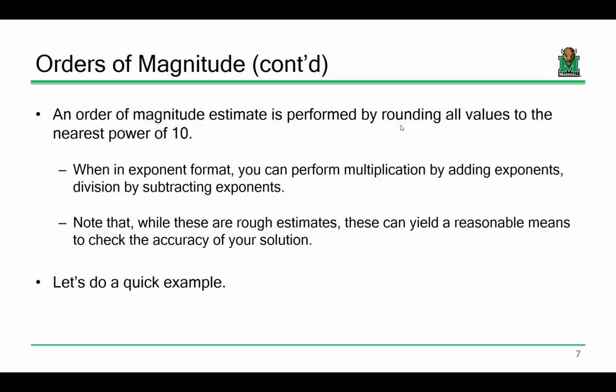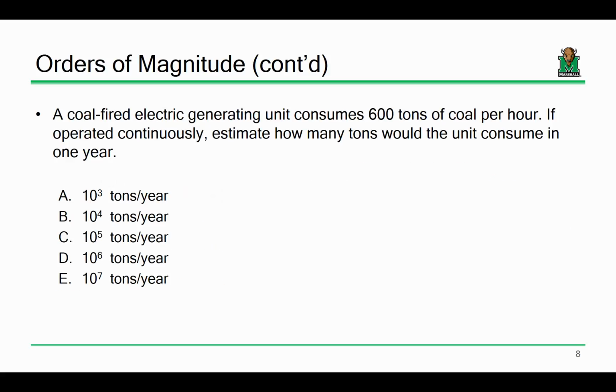Now, there's an example I'd like to show you of order of magnitude estimates, and that is a coal-fired electric generating plant. So let's say that it consumes 600 tons of coal per hour, and if it's operated continuously, meaning round the clock, 24 hours a day, 7 days a week, 52 weeks per year, then how many tons would the unit consume? So of course, what we said is we round everything off to the nearest 10, base 10.